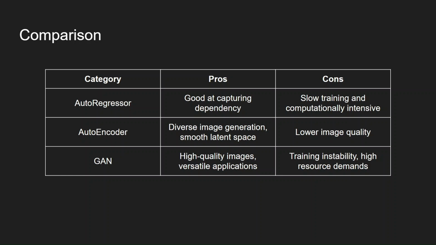And when it comes to training instability, there's a very common problem with GANs, and that is mode collapse, and we are going to talk about mode collapse in the GAN section, so don't worry. But these are some pros and cons of these three categories.